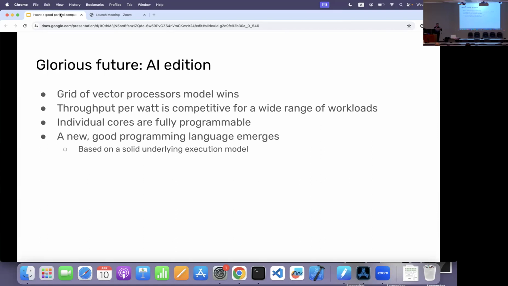Oh, I'm a little unusual. I think most people are going to want a higher level language that captures that abstraction. And so in the glorious future vision, I can just magic a good programming language into existence. And I do think the emergence of these parallel programming languages is gated on having a solid underlying execution model, which I think we do not have.